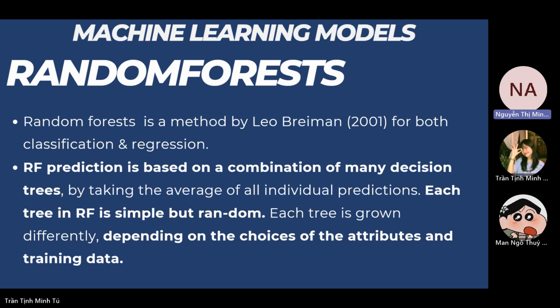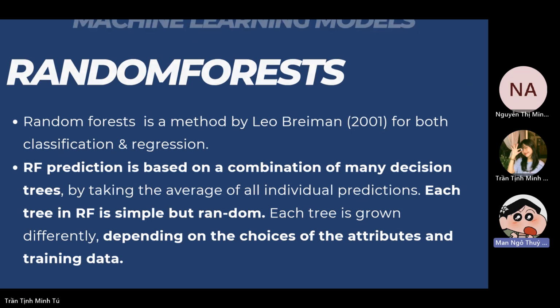Next, random forest, which Thủy Tiên will present. Okay, now I will present about the random forest. Random forest is a method for both classification and regression. Random forest prediction is based on the combination of many decision trees, and each tree in the random forest is simple but random. It depends on the choice of the attributes and training data.